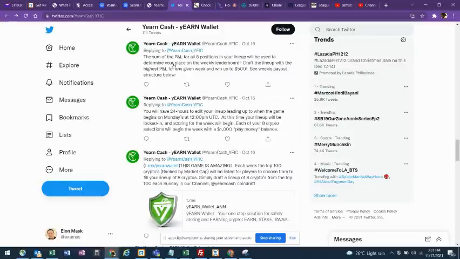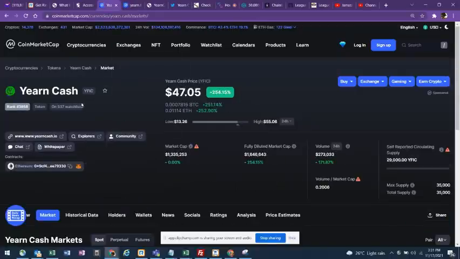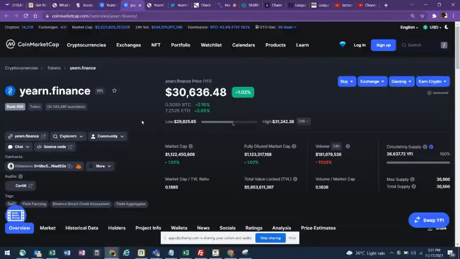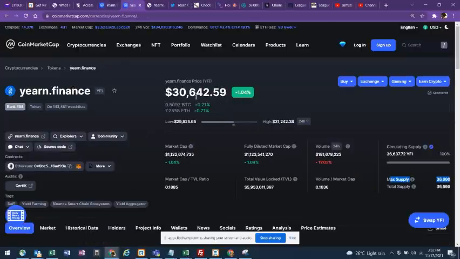And what else do we got here, guys? So let's go back to CoinMarketCap. It's currently 47. If you notice, guys, this Yearn Cash has a function similar to Yearn Finance, which is currently around 30,636, almost 30,000. And as you can see, the supply here is 36,666, and here it's 35,000, all right? So if this coin will be used, for example, for 5 to 10 years, then it could have potential gains similar to this one, right?